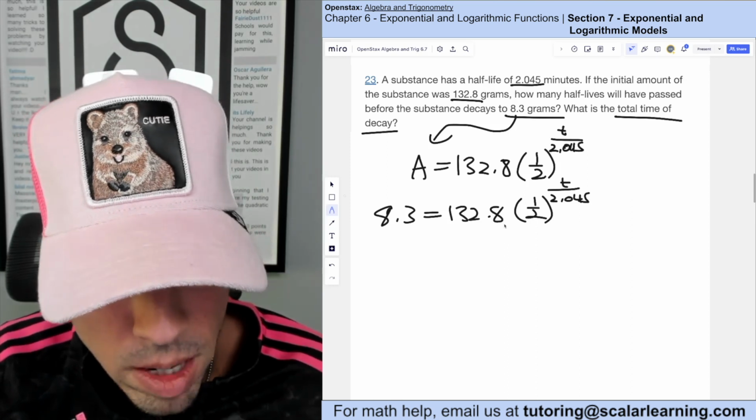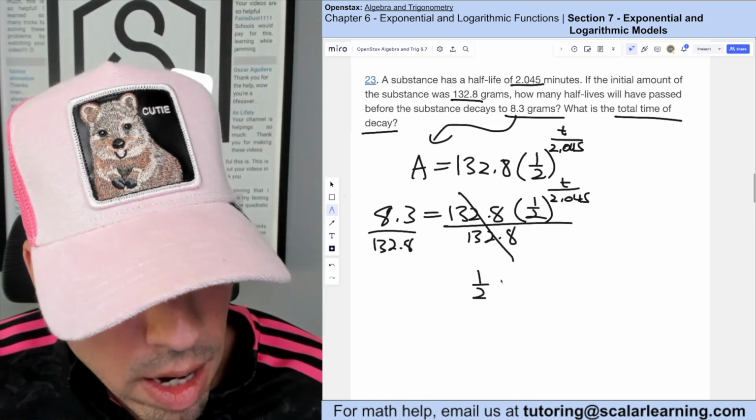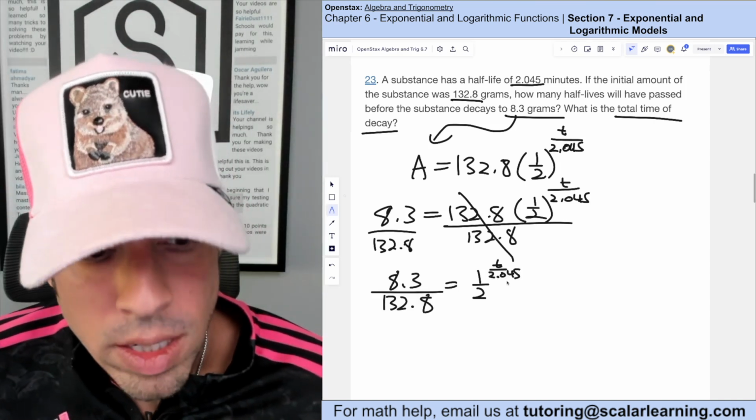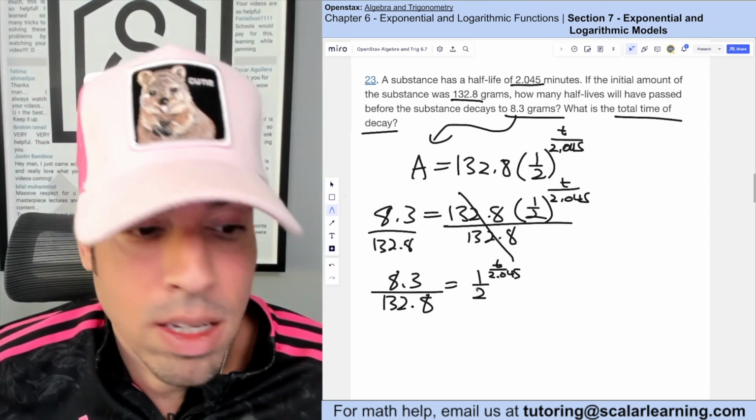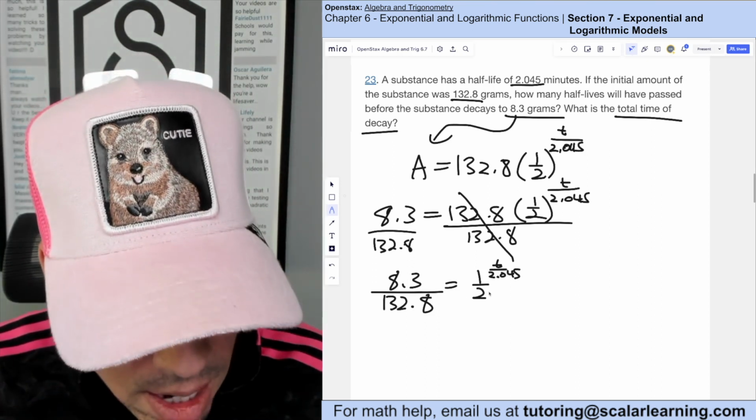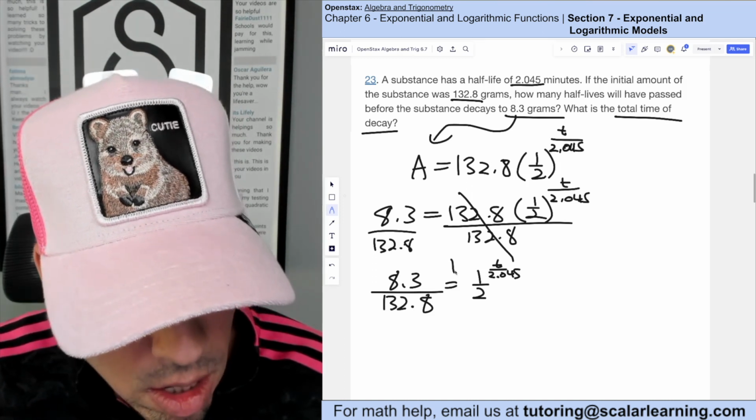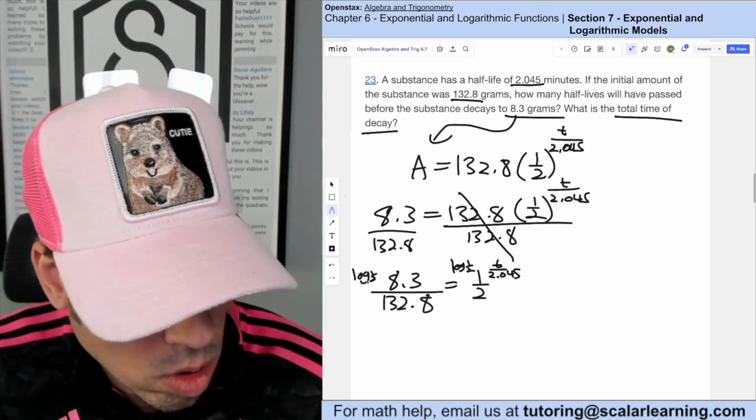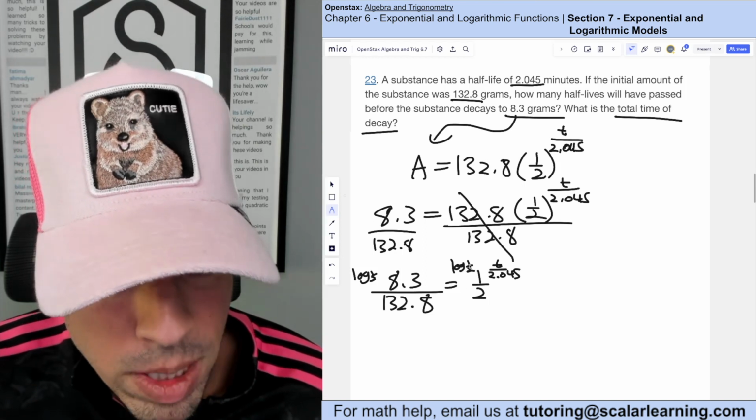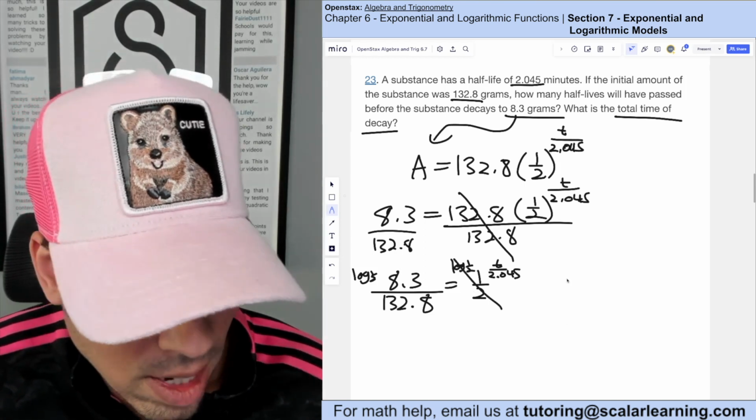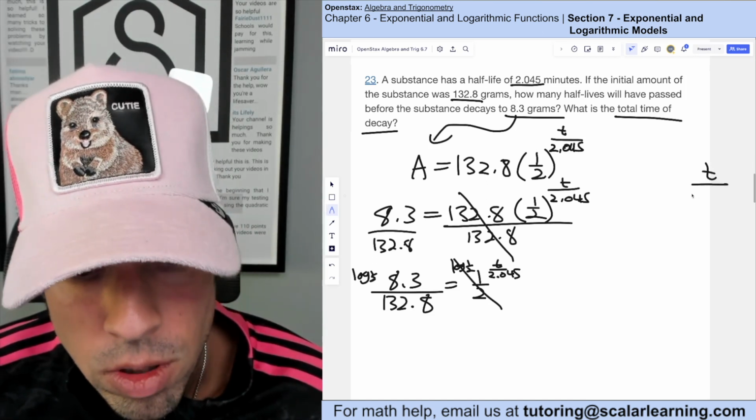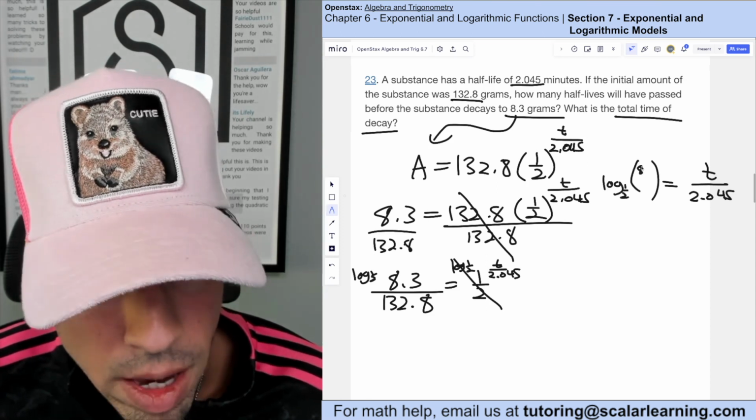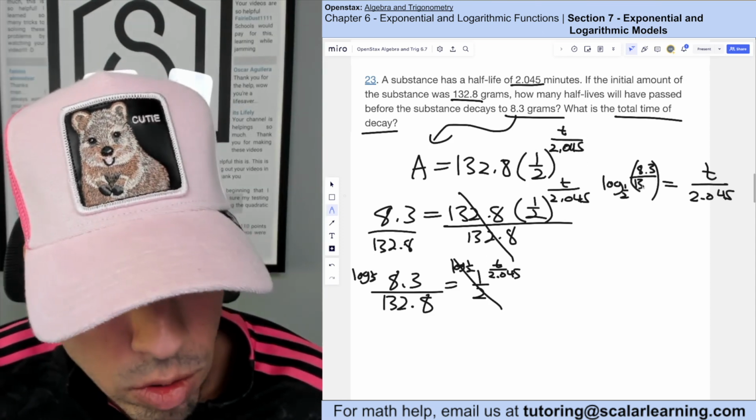Now we're going to solve. So first we're going to divide both sides by 132.8. Then I have 1/2 to the T over 2.045 equals this fraction. Now we want to get this down from the exponent. So I could take log base 1/2. That will just annihilate the 1/2 here, right? So I can just say log base 1/2 of both sides. By the way, I could choose log base 10, log base e, which is natural log. It doesn't matter. I'm just choosing this so log base 1/2 of 1/2 goes to 1, and then we can bring that nice exponent down to simply t over 2.045, which equals log base 1/2 of 8.3 over 132.8.